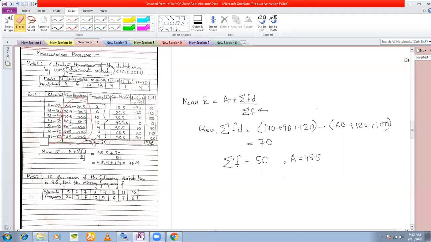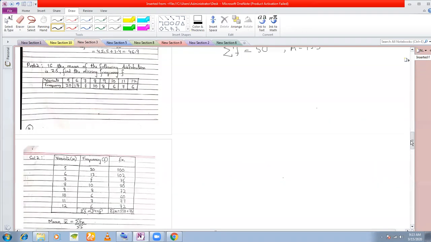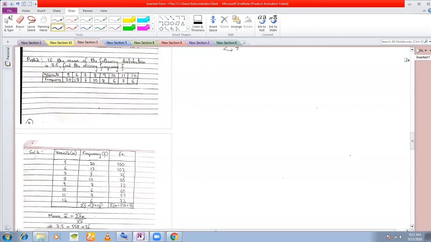So each problem in your miscellaneous problems actually has something a little different. If you see the next problem, if the mean of the following distribution is 7.5, find the missing frequency f. Here the difference is that all the frequencies are not given. In fact, the mean is given and you have to find this missing frequency. This f is the missing frequency. That is the difference of this problem with the other problem. But still, again, we will use the direct method to find f.